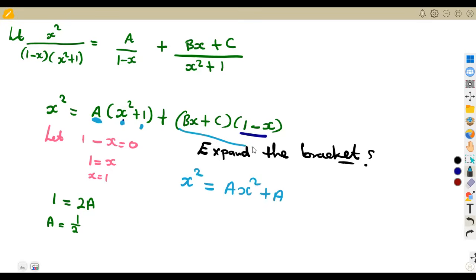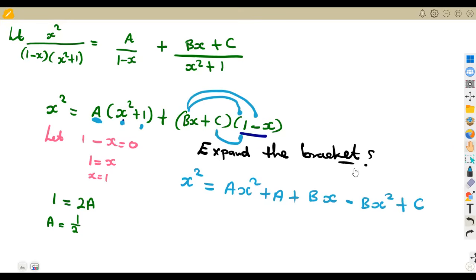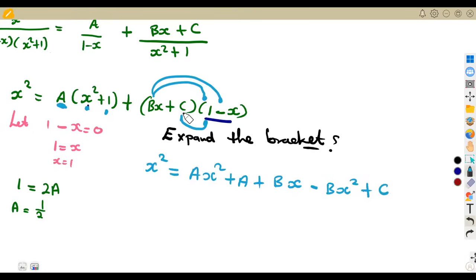You move on to the second part, we expand everything, start by bx, so it's bx times 1. So this is going to give us bx times minus x. So this will be minus bx squared. Okay, we are done with the bx. We move on to c. So it's c times 1, which is going to be plus c. Okay, then we expand c and minus x. So this will be minus cx like this. Okay, we have expanded everything.